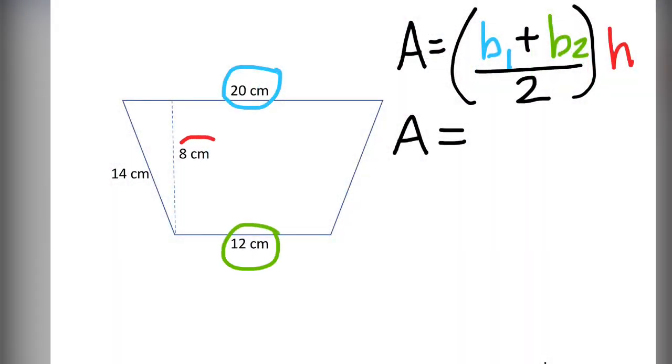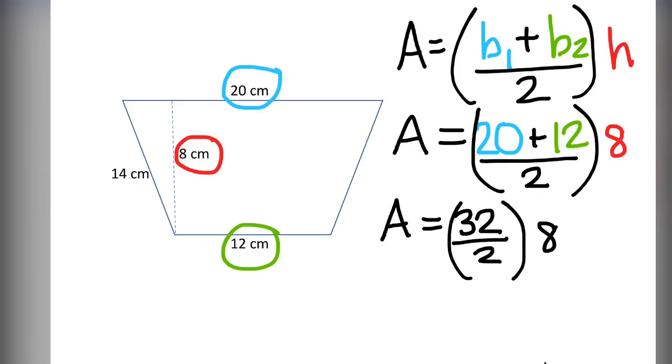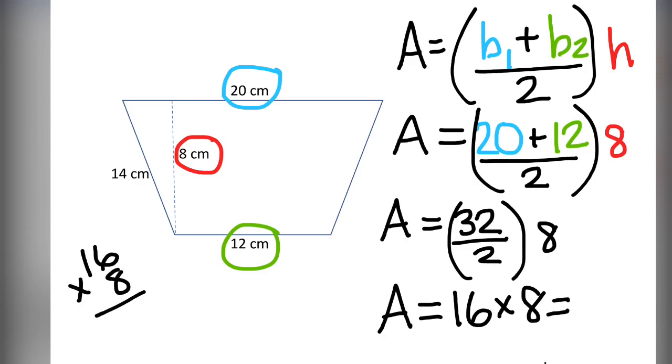Here's another example with the B1 plus B2 divided by 2 times H. Each measurement has been identified in a different color. We fill them in and do the math. 20 plus 12 is 32. 32 divided by 2 will give me 16. And 16 times 8 is 128 centimeters squared.